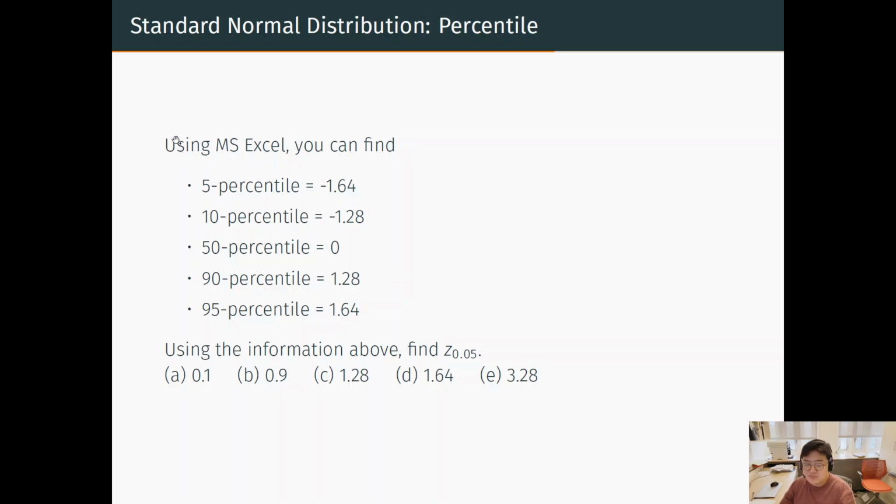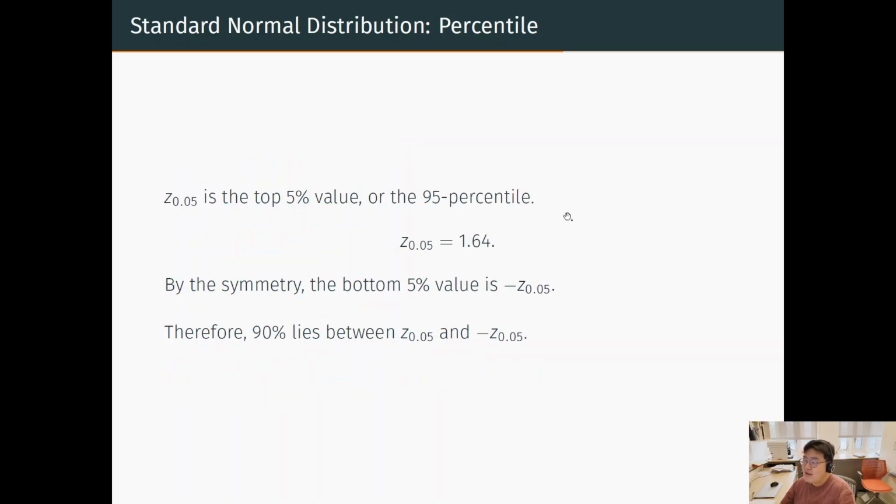Then, based on these percentiles, what is the value z subscript 0.05, which means top 5% value, which is 95 percentile? So it is D. So don't be confused. It's very confusing, I understand, but you should not be. Okay, so this is the answer.